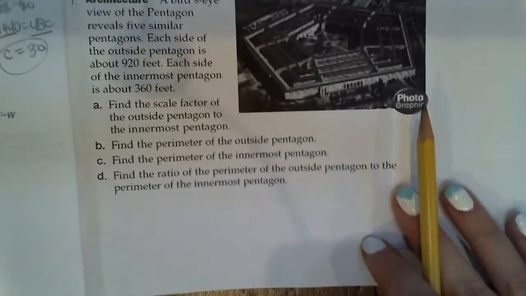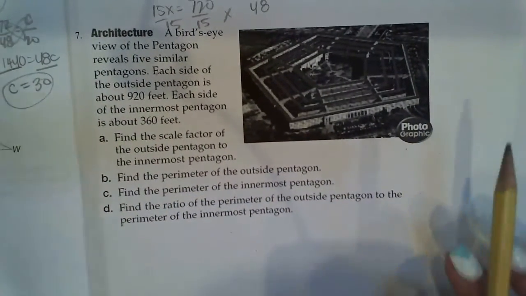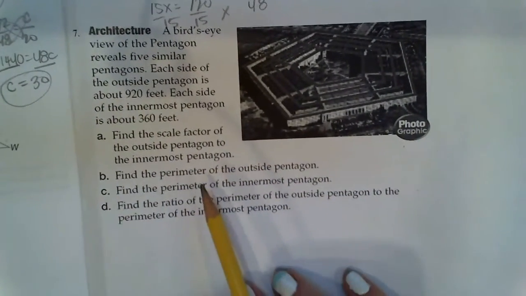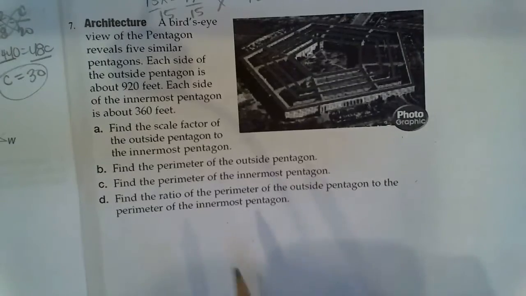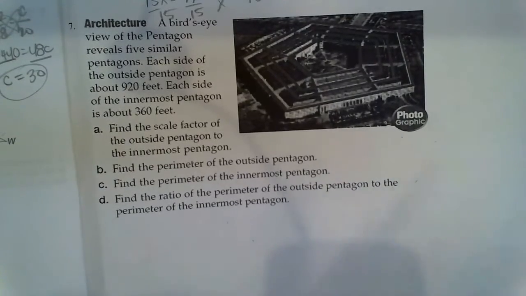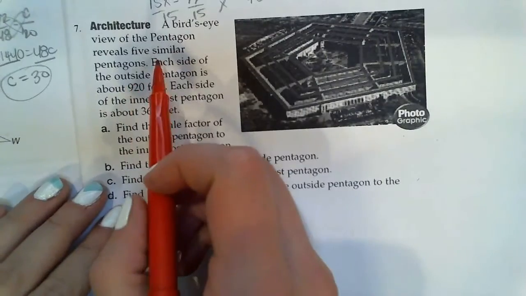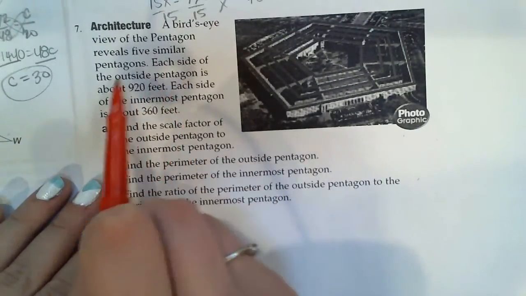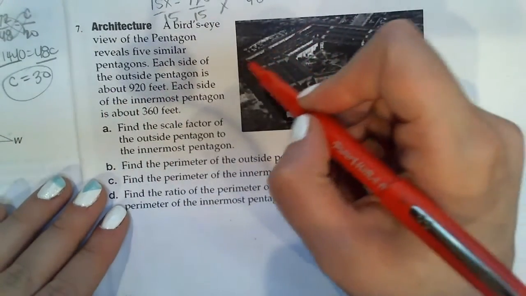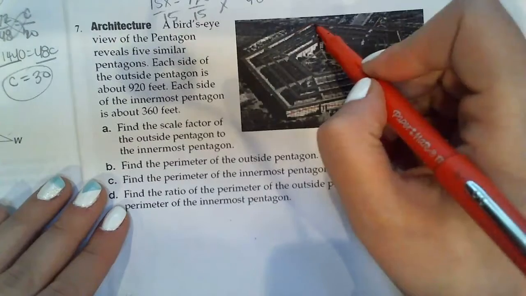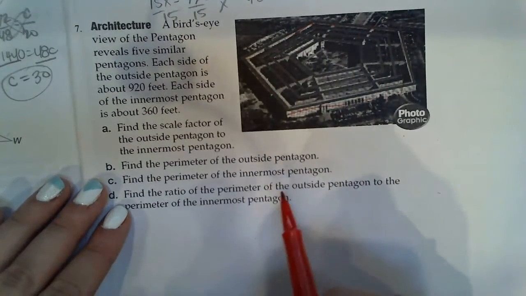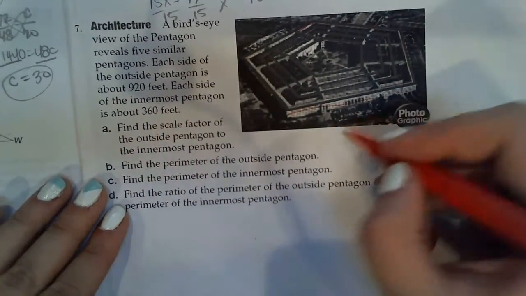Okay, now this last one, it looks really complicated, but it's not, guys, so let's just go through this really quick. And I'm going to circle important things. So a bird's eye view of the pentagon reveals 5 similar pentagons. Each side of the outside pentagon, so this big one, I know you can't really see my marker, is about 920 feet.